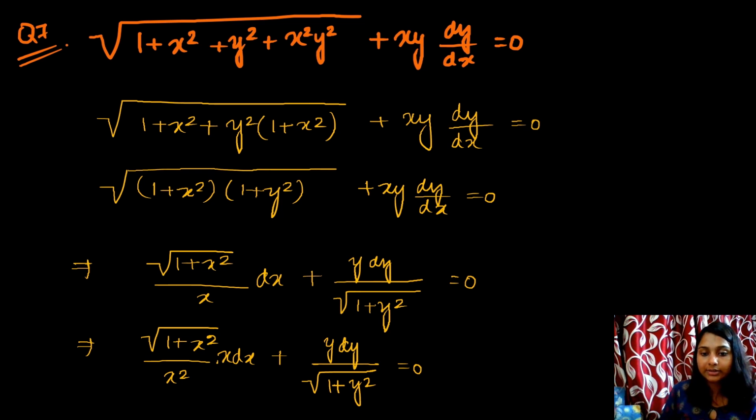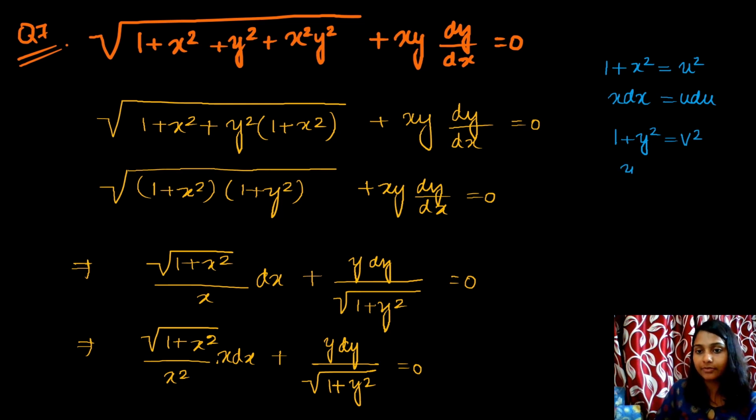So next we are going to take the substitution. Substitution will give 1 plus x squared equals to u squared, and also there is a root, so therefore we can take the square here. So it will give 2x dx equals to 2u du, and we can cancel out those two, which will give x dx equals to u du. And in a similar manner, 1 plus y square, we can take this as v square. It will give y dy equals to v dv, and it will cancel out the 2 here.